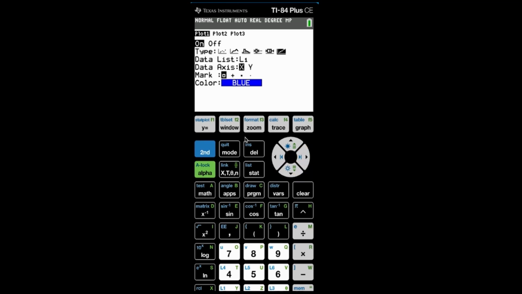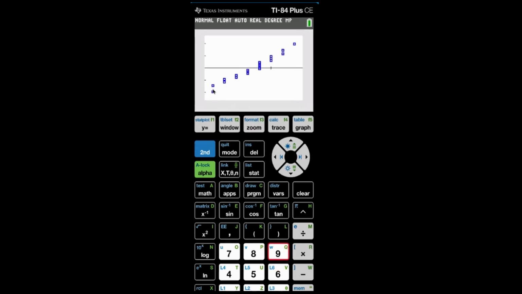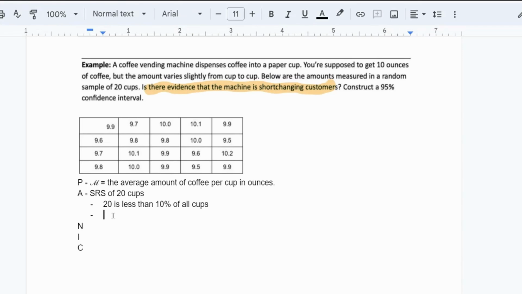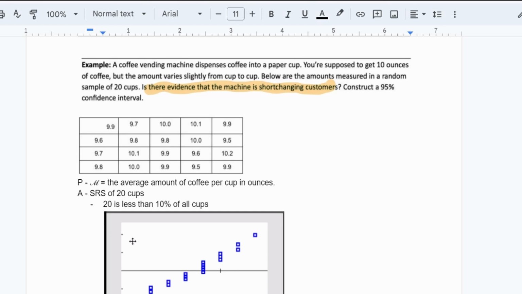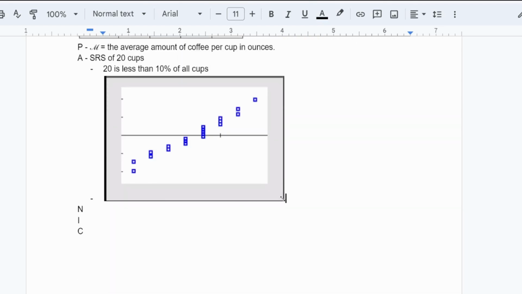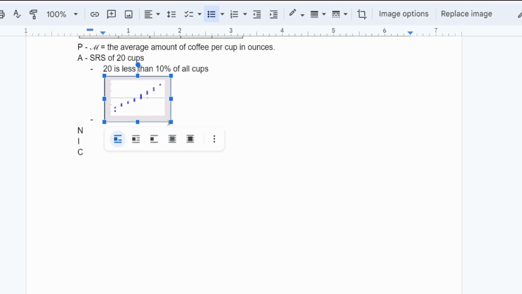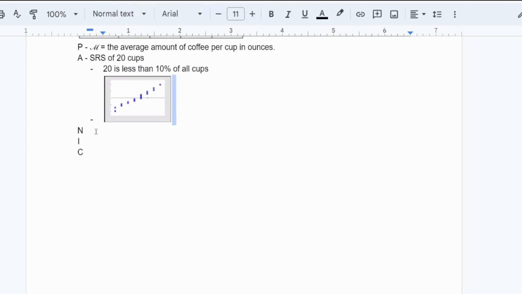And to make sure it is what we want, we press zoom and then 9. And as we see here, the plot is very linear, and that's exactly what we want. If the plot is linear, that means that the distribution is normal. And then we can take a picture of the normal probability plot and put it here to show that it is linear. Alright, that's the hardest part of the confidence interval done.